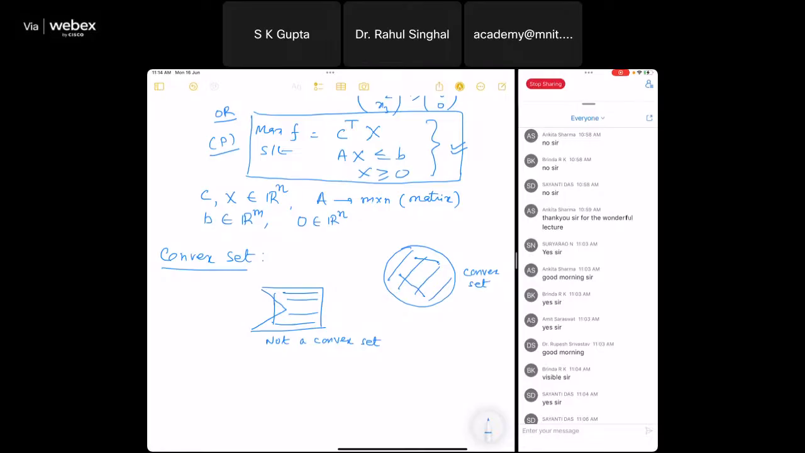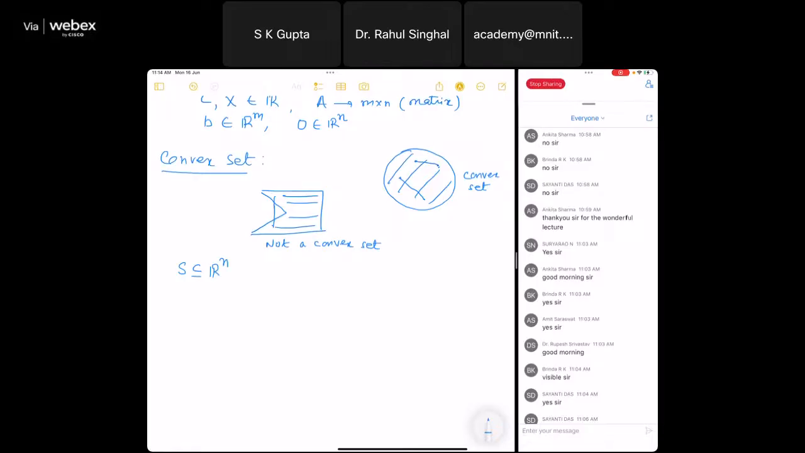Mathematically, how do we define it? We can define it in this way: S, a subset of Rn, is a convex set if and only if for all x1, x2 in S and lambda between 0 and 1, the combination of these 2 points, lambda x1 plus (1 minus lambda) x2, must be in S.